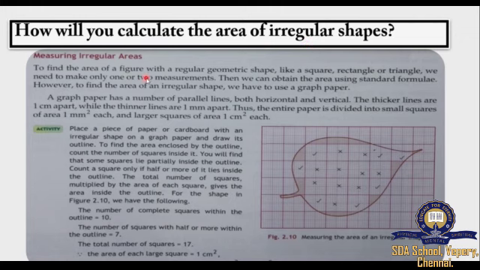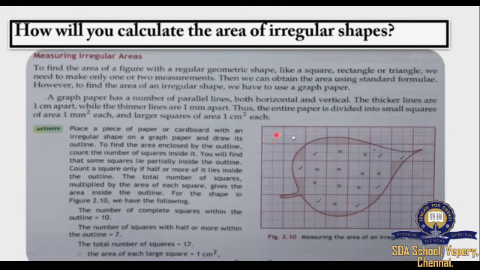To find the area of a figure with a regular geometric shape like square, rectangle, or triangle, we need to make only one or two measurements. Then we can obtain the area using standard formulae. However, to find the area of an irregular shape, we have to use a graph paper. A graph paper has a number of parallel lines, both horizontal and vertical. The thicker lines are 1 centimeter apart, while the thinner lines are 1 millimeter apart.